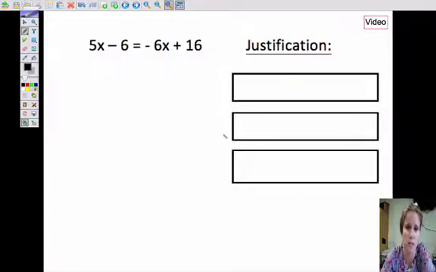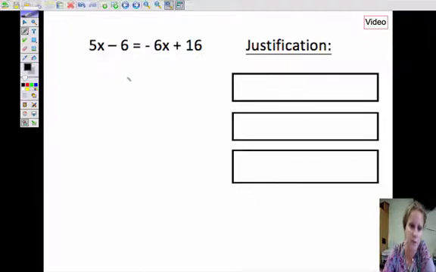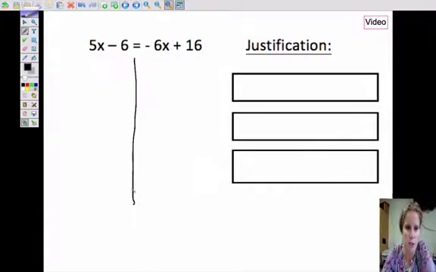If you remember on the pre-test there was an area where you had to justify, and some people did and some people didn't, and some people tried their best. But I'm going to teach you the appropriate words to use when justifying. So if we solve this equation, if we're thinking about step 1, no parentheses, don't need to do it.